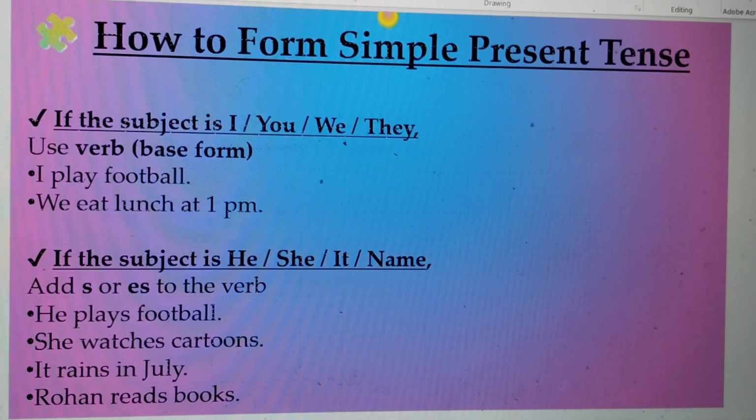Now, if the subject of any sentence is I, you, we, or they, we will use the base form of the verb. Example: I play football. Simple verb. We eat lunch at 1 p.m. But if the subject is he, she, it, or the name of any person, we will add s or es to the verb. Example: he plays football. She watches cartoons. It rains in July. Rohan reads a book.